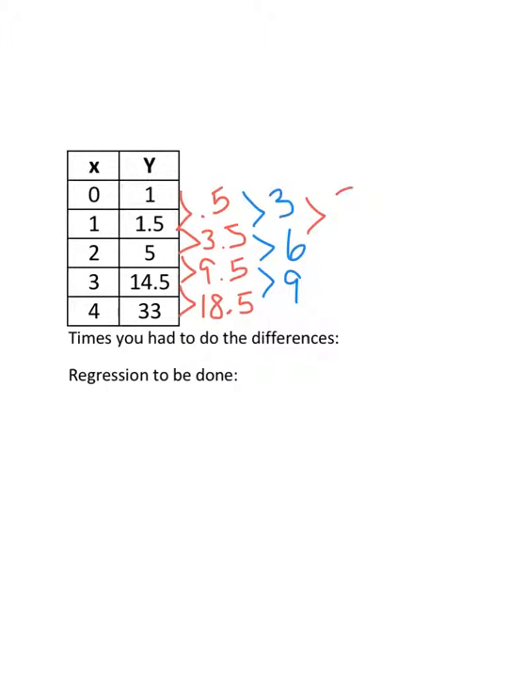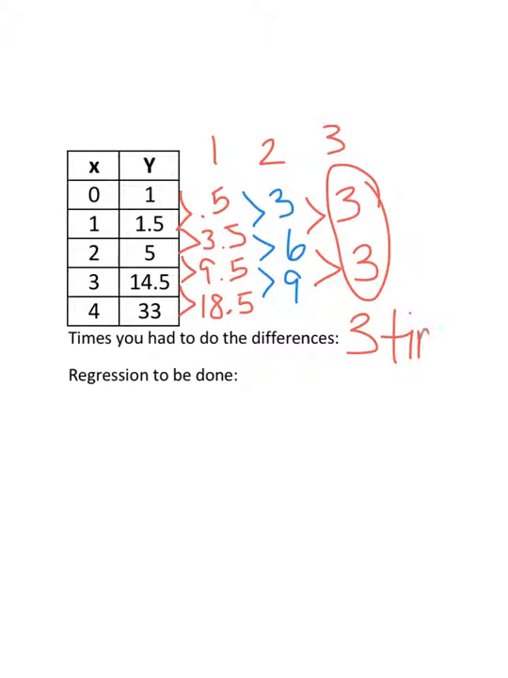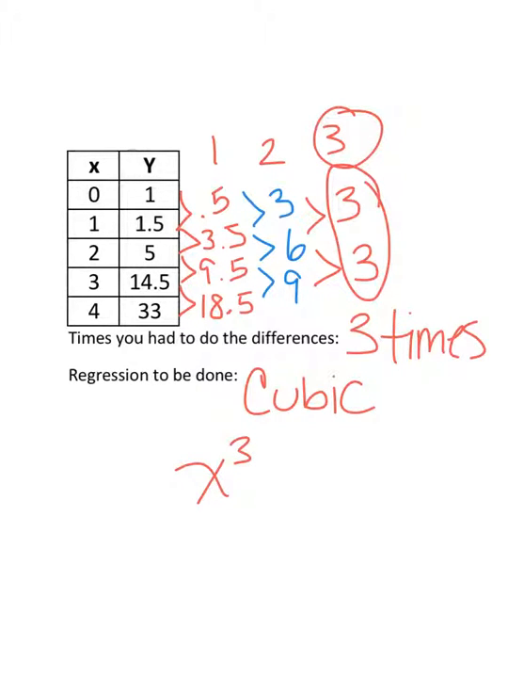3 to 6, increase of 3. 6 to 9, an increase of 3. And right there, they are all the same. So how many times did I have to do the difference? 1, 2, 3 times. So what does this tell me? The regression that would need to be done would be a cubic on your calculator, which is x to the third power. 3, 3, 3.